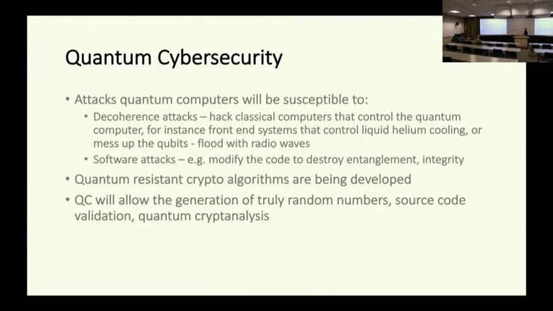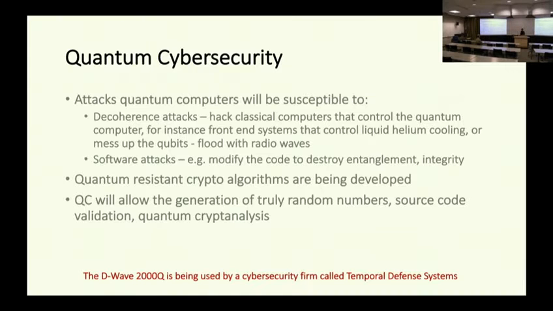QC will also allow generation of truly random numbers. Quantum mechanics gives rise to truly random things at the physics level. So you actually get true random numbers, which has quite serious consequences for cryptography and all that. You can do source code validation. Quantum cryptanalysis, obviously, again, because of the speedups, so it has consequences for that. In fact, the D-Wave 2000Q that was just purchased by this company called Temporal Defense Systems, a cybersecurity firm, so they're doing something with it. Must be.